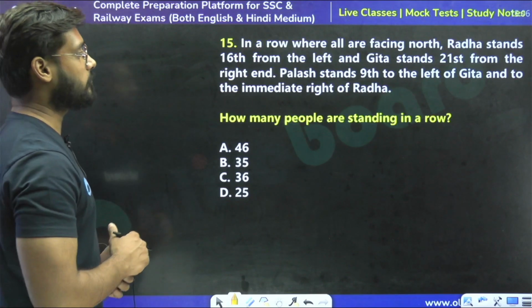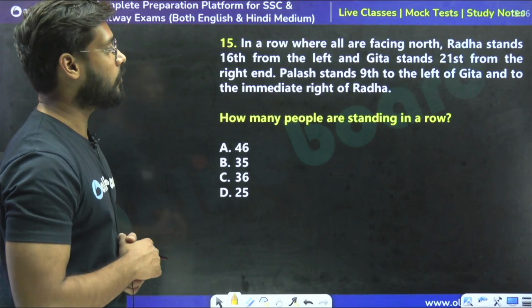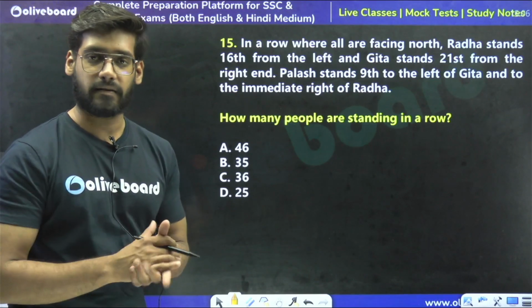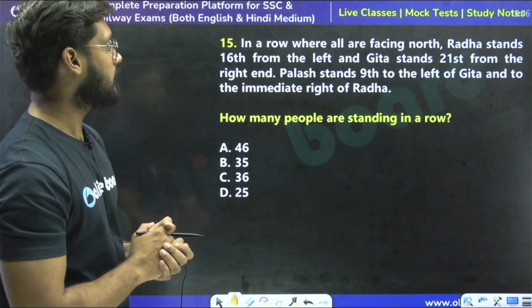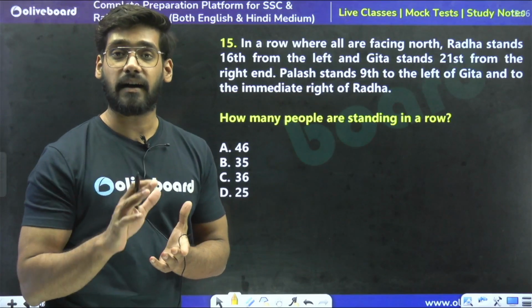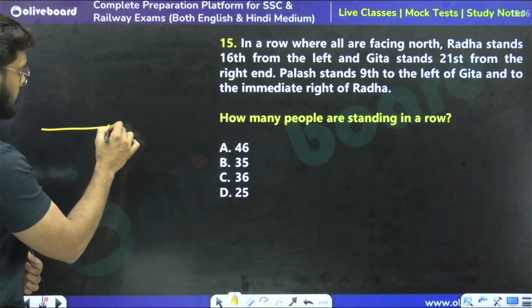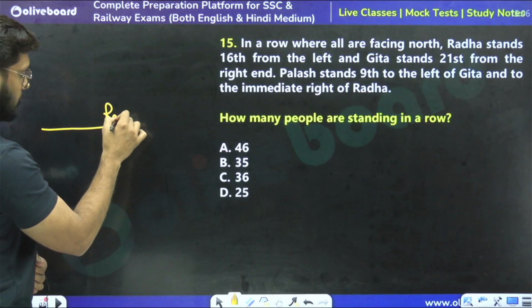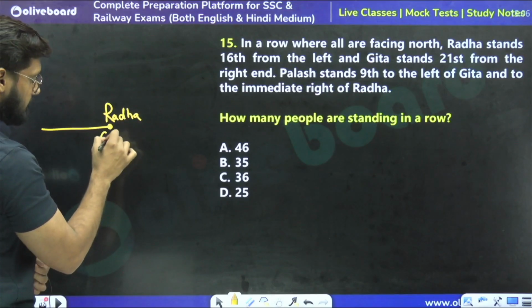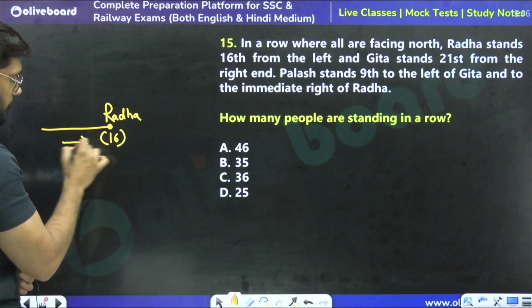15th question is from ranking and order in a row where all are facing north. All the persons are facing north. Radha stands 16th from the left. Okay, this is Radha, and she is at the 16th position from the left.